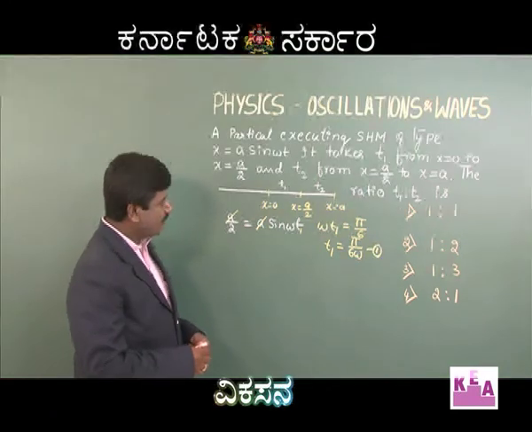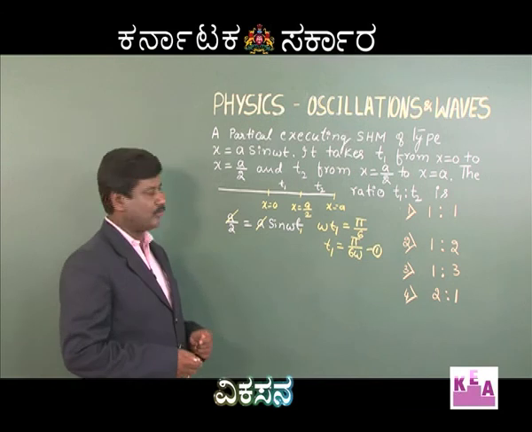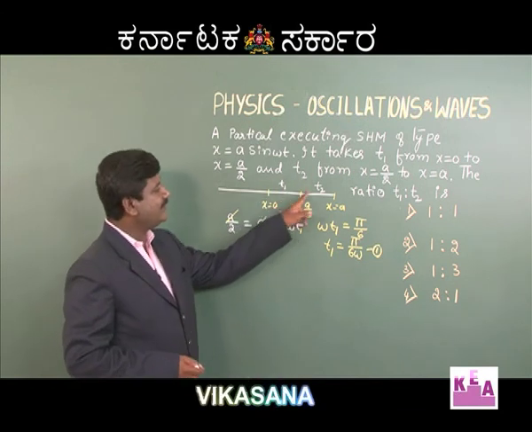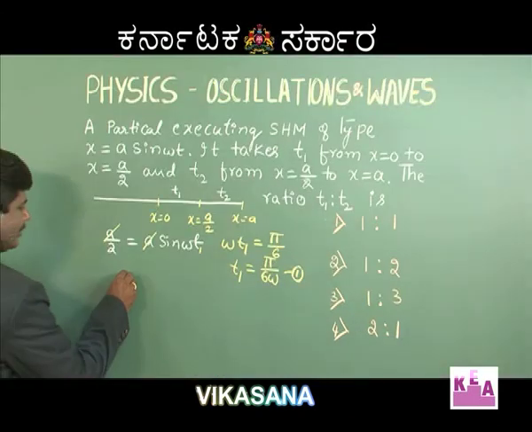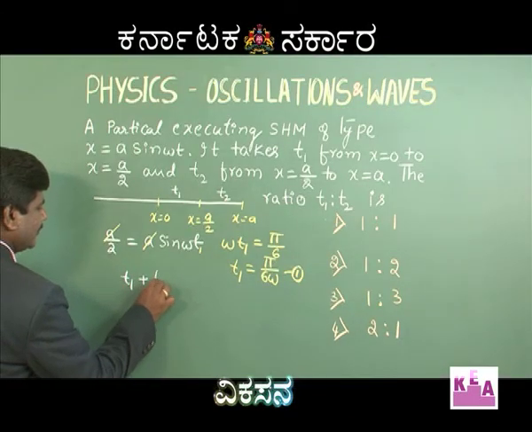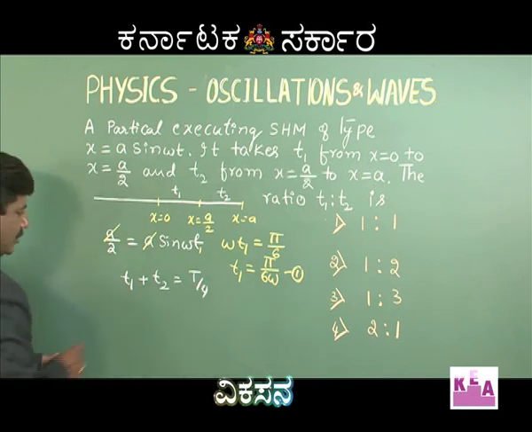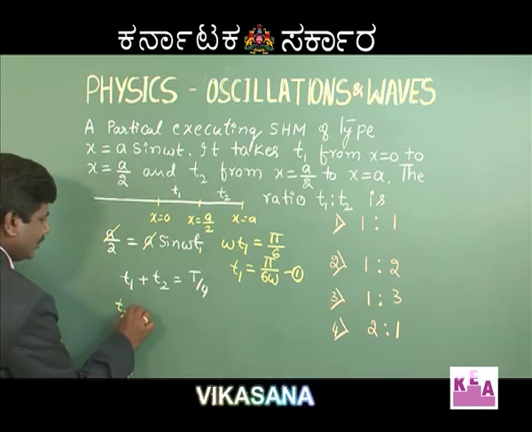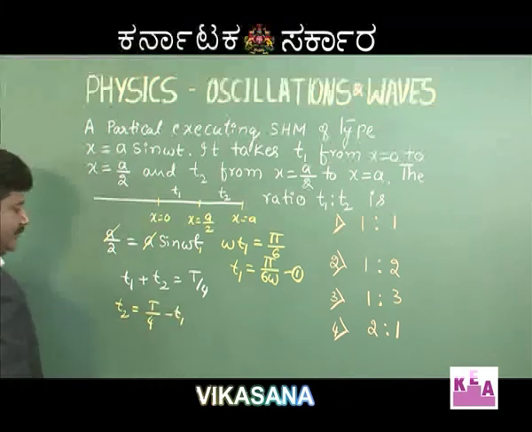In the second part we are going to calculate the value of t2. So how do we calculate t2? The sum of t1 and t2 is equal to capital T by 4. That is t1 plus t2 is equal to capital T by 4. Therefore t2 is equal to T divided by 4 minus t1.